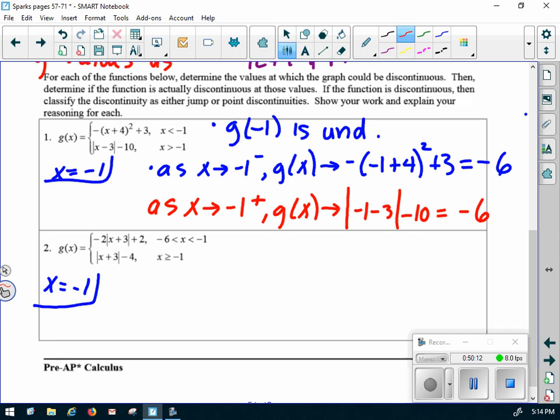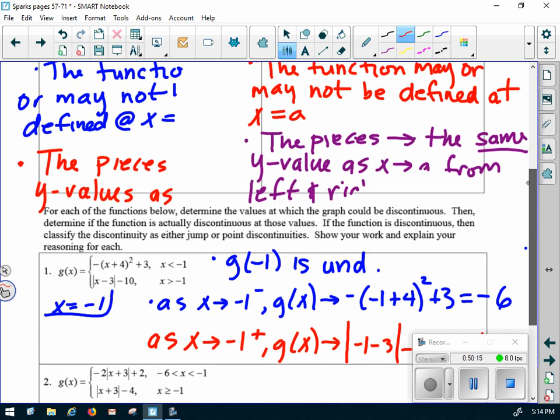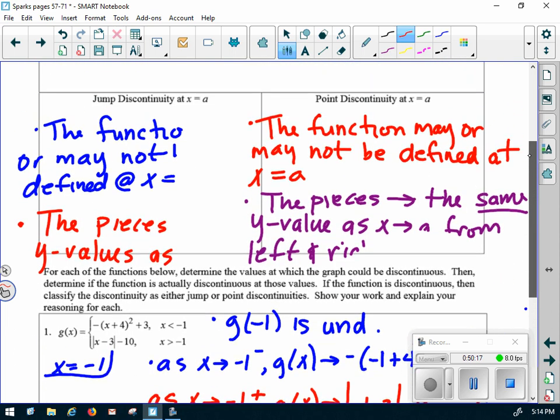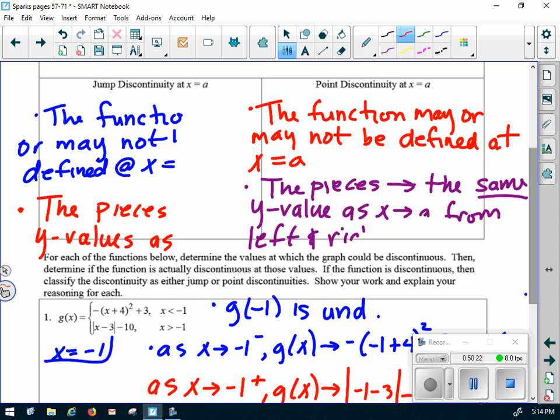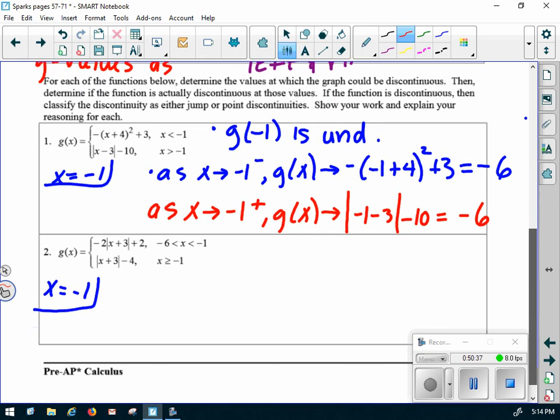Now let's go back up. Do we have a point discontinuity or do we have a jump discontinuity? Well, sorry, I erased my jump, but let's look at point. The function may or may not be defined at x equal a. And then look at the purple. The pieces approach the same y value as x approaches a from the left and the right. That's what happens here. The y values approach the same number as x approaches a from the left and the right. So what we've got is something like this. It's going to come in whole, and then it's going to come right back out.